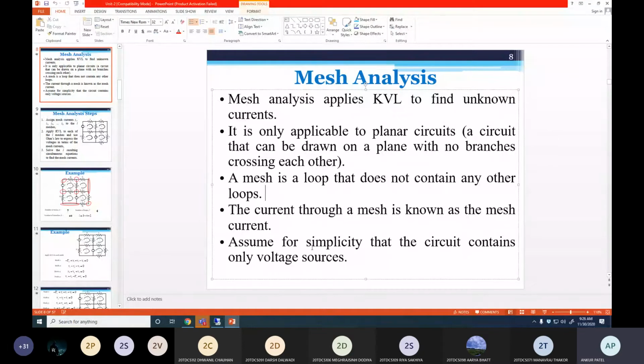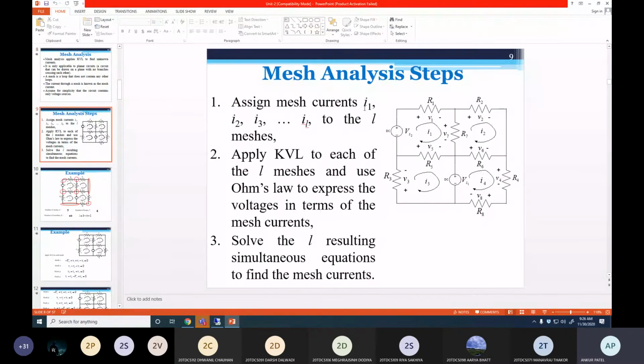Assume for simplicity that the circuit contains only voltage sources. So a particular network given for mesh analysis will have only voltage sources, not any current source. Here a circuit is given. How many meshes are in the circuit? Four: this I1, this I2, this I3, and this I4. That is your four meshes. You can't repeat the whole network again.